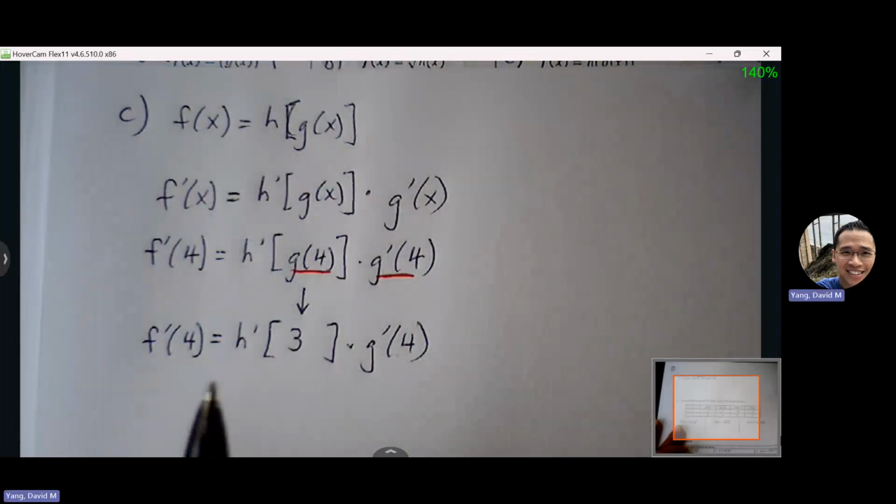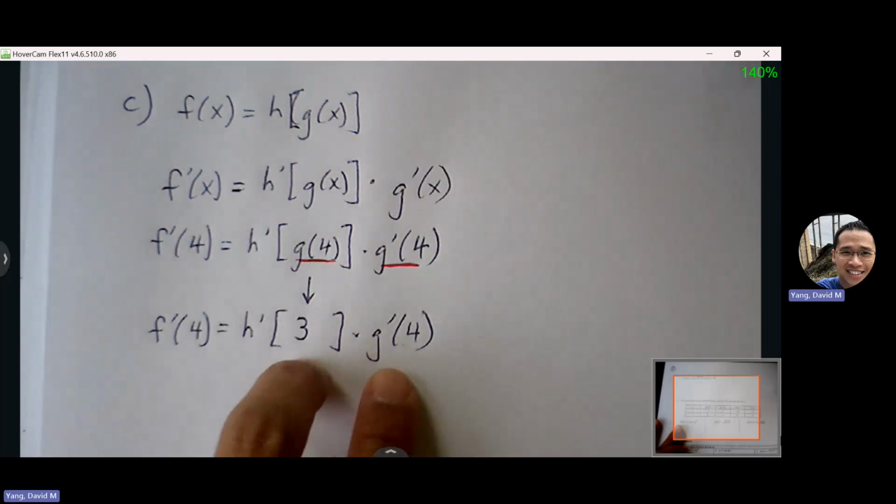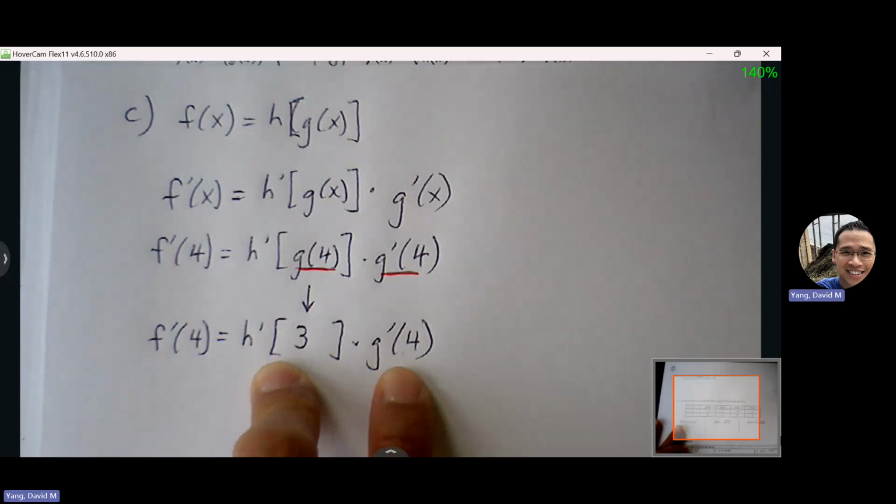So now it becomes a lot cleaner because we know g of 4 is 3. So now we're down to h prime of 3 times g prime of 4. And now this, we can just pull the rest from our table. H prime of 3 is -3, and g prime of 4 is -2.